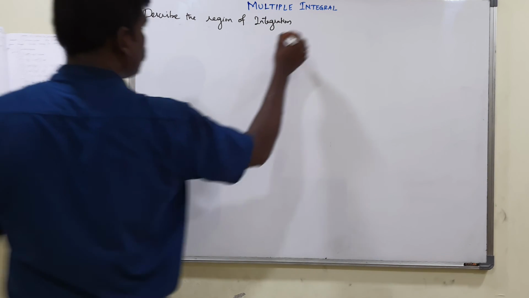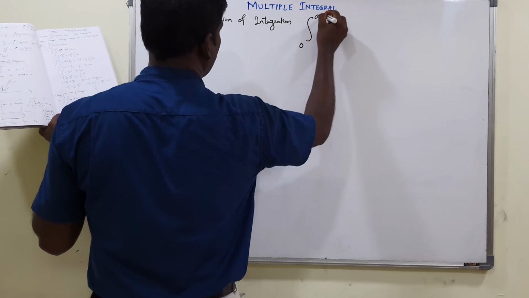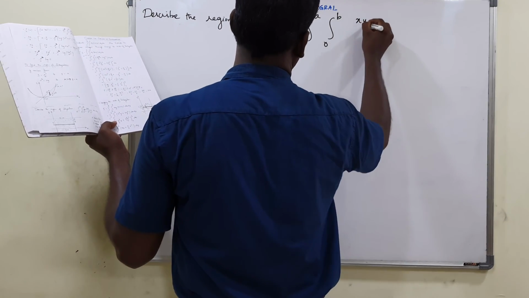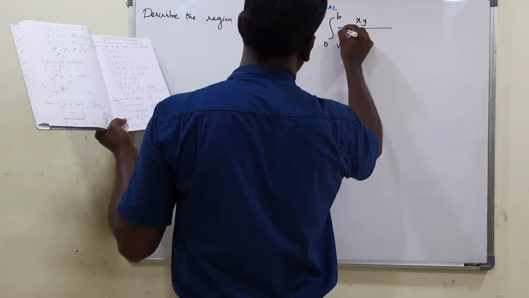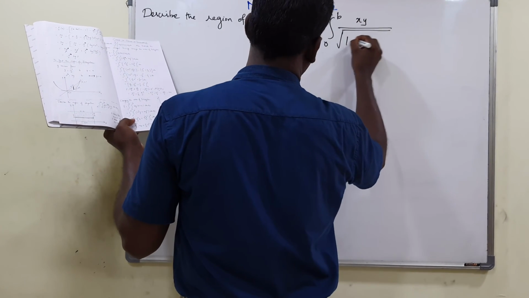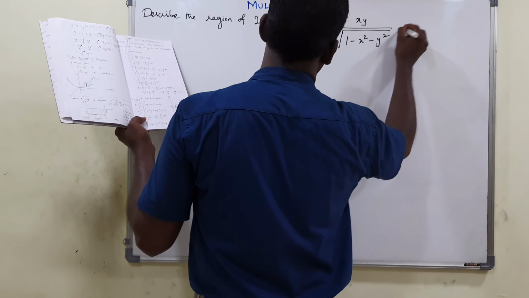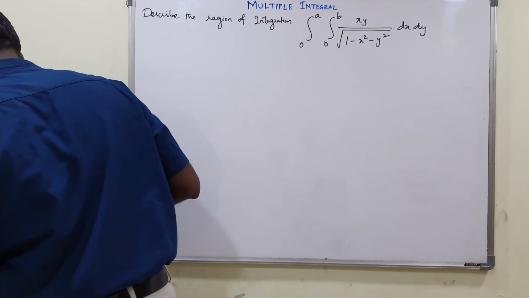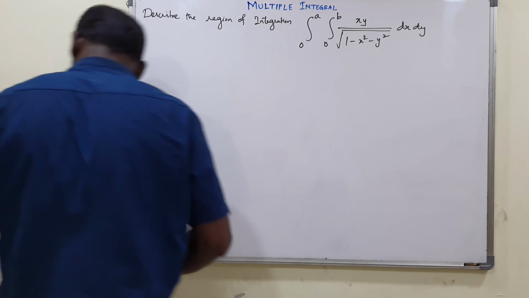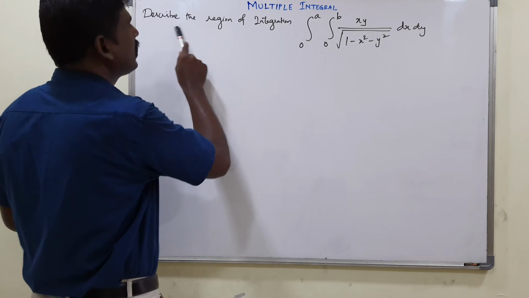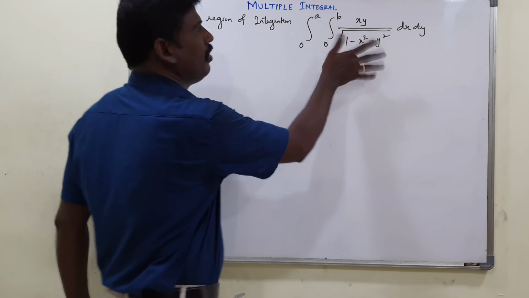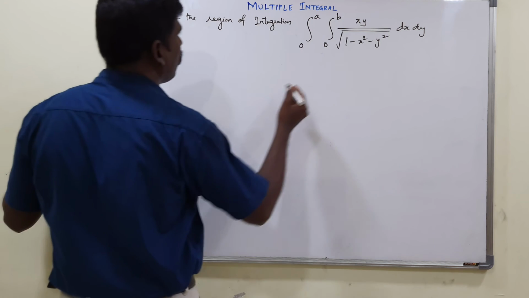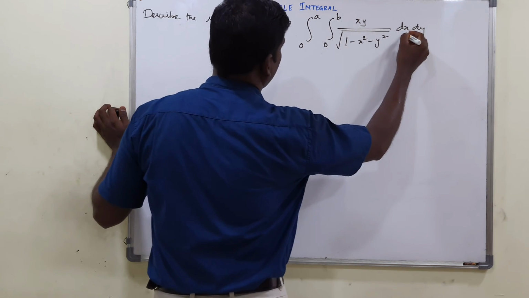Describe the region of integration. Integral 0 to a, integral 0 to b, xy by root of 1 minus x square minus y square dx dy. So what is the problem? Just describe the region of integration. No need to evaluate this integral. We are just going to sketch the region of integration. How can we find out the region of integration?